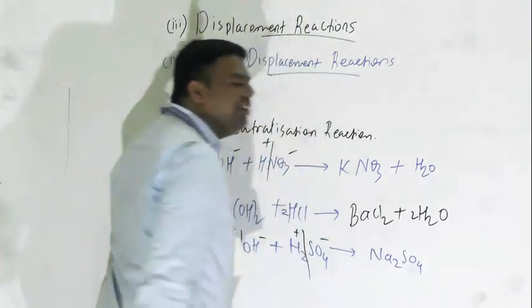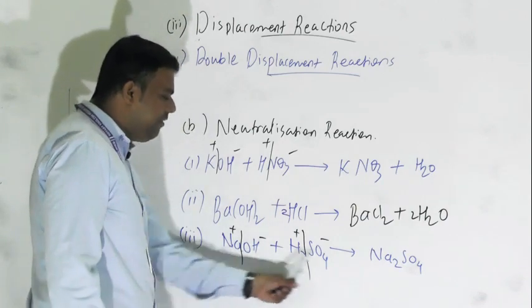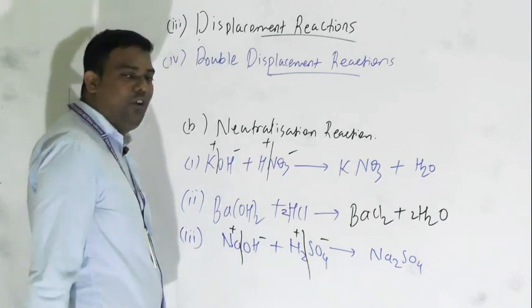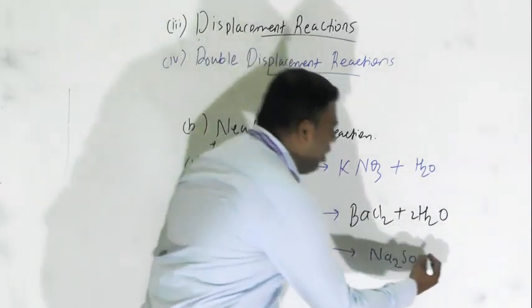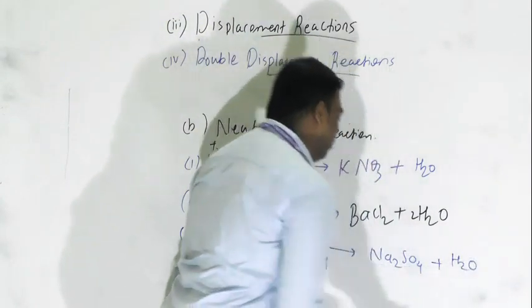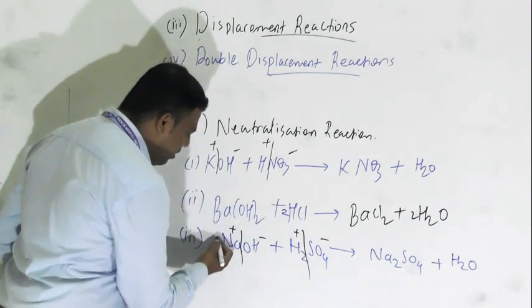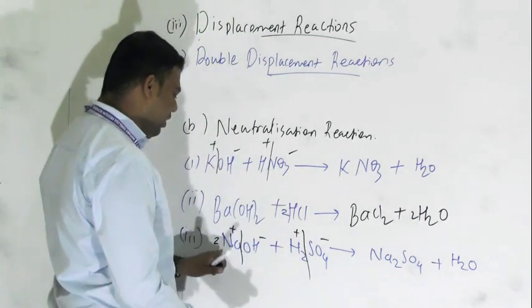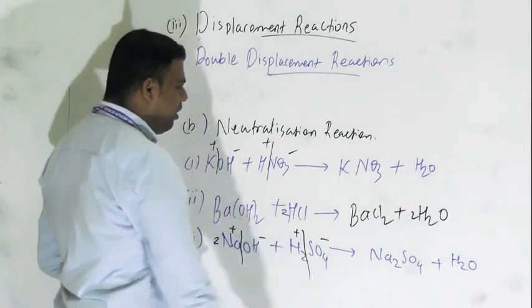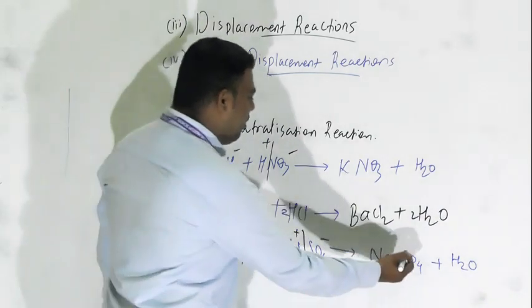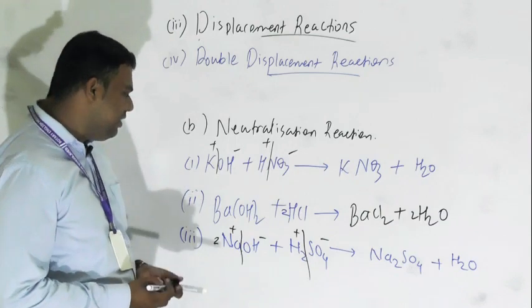You will get Na2SO4. In this reaction students get confused because they write NaSO4 only, but the formula of sodium sulfate is Na2SO4, plus H2O. To balance this reaction, take here 2. So here 2 Na, 2 oxygen, then here also 4 oxygen. So our reaction is balanced.